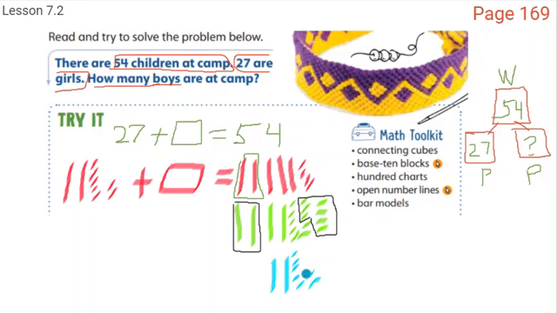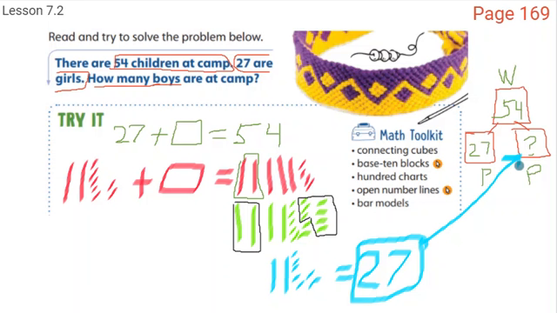So now how can we convert that to a number? 10, 20. There's 2 10s. And then 7 ones, 27. So that missing number right here, go right there to your number bond. So we can write this out, 27 plus 27 equals 54.